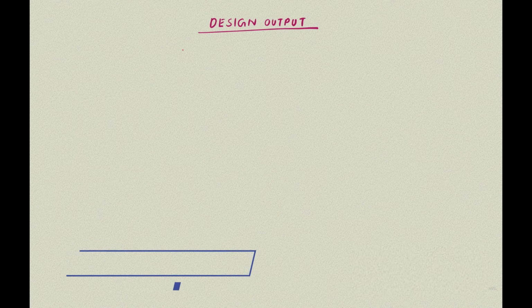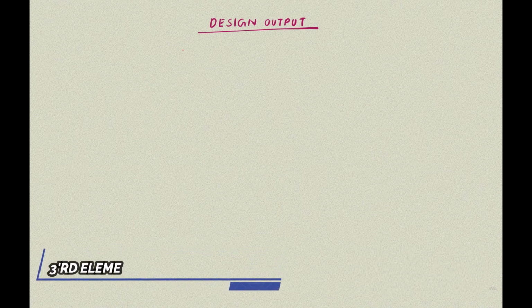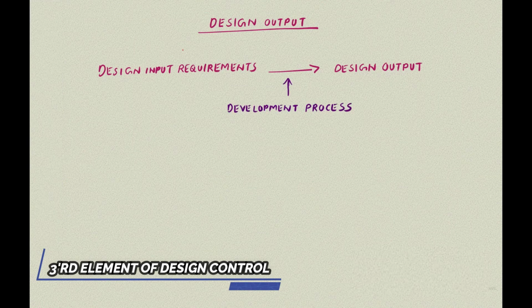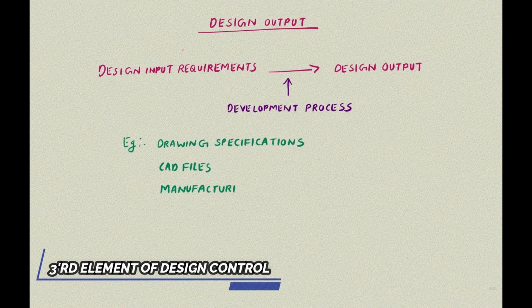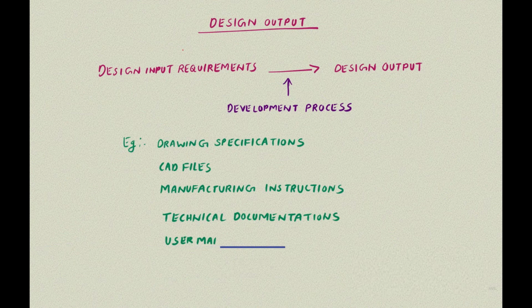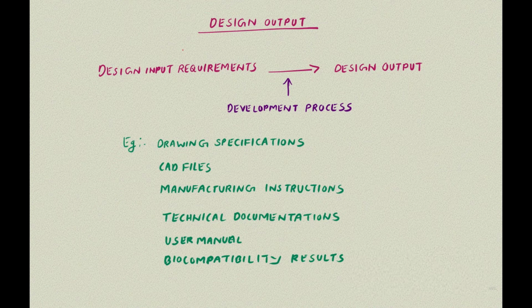Next is design output. The design outputs are the results of the design and engineering efforts based on the design inputs. So as you know, once you have defined the design input, you will be getting into the core development process, and the end result of the core development process is the design output. A few examples are the drawing specifications, the CAD files, the manufacturing instructions, the technical documentation, the biocompatibility results, and the user manual. All these are examples of design output. Basically, almost all the deliverables associated with the design you can consider as a design output.